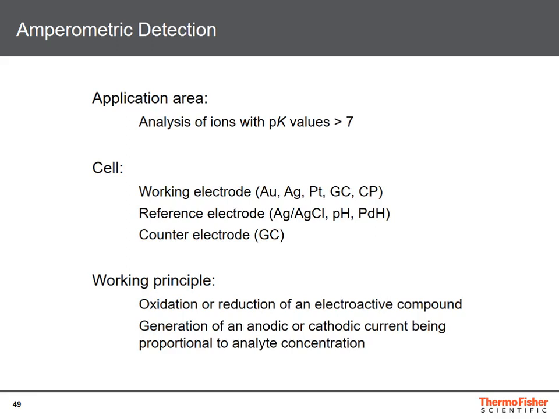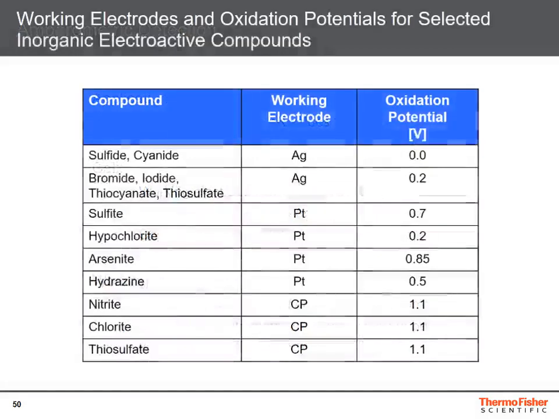The working principle: we either observe an oxidation or reduction of an electroactive compound, and therefore we are generating either an anodic or cathodic current being proportional to the analyte concentration in a certain concentration range. Oxidation reactions are much more common than reduction reactions.